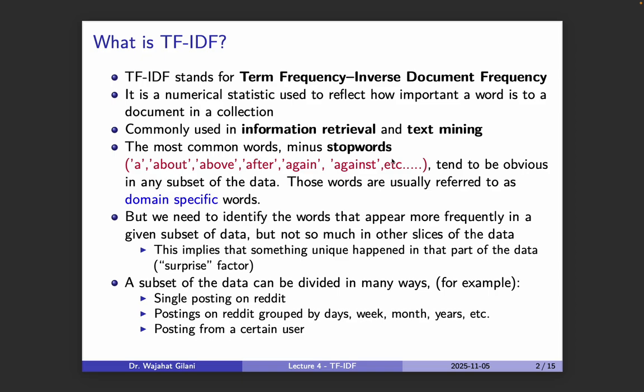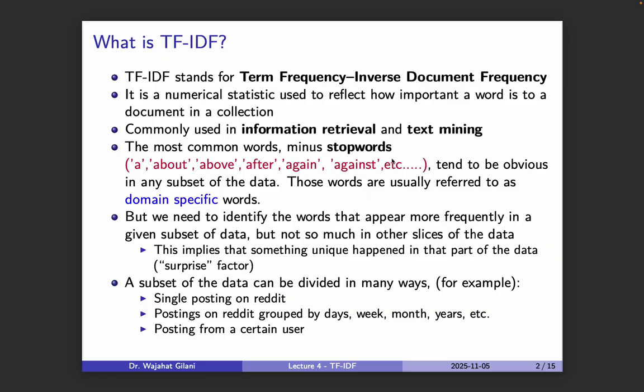So we talked about stop words before. There are common words and all this stuff, et cetera. They tend to be obvious in any subset of data. But another set of words that are obvious in any set of data is what we call domain-specific words. I'll give you an example in a second, but essentially in the type of data you're analyzing, there are certain words outside of your stop words that show up over and over and over again.